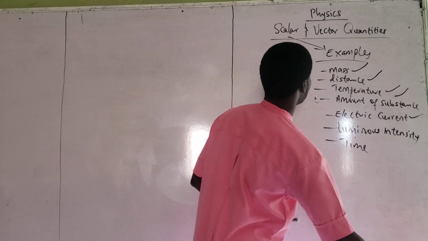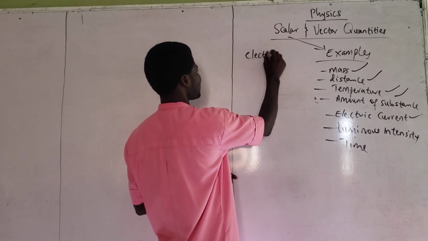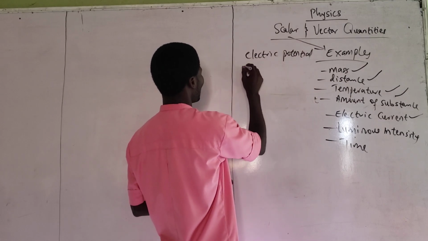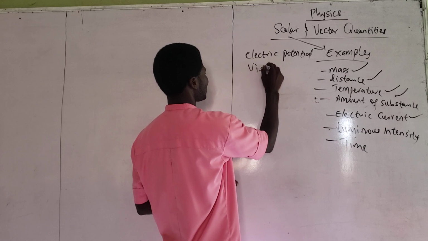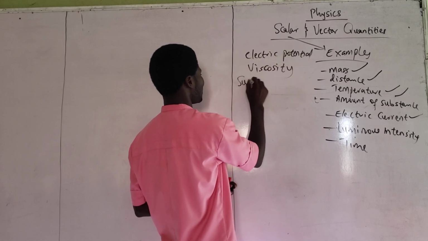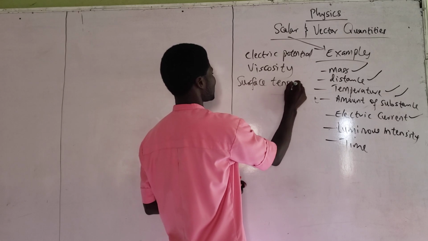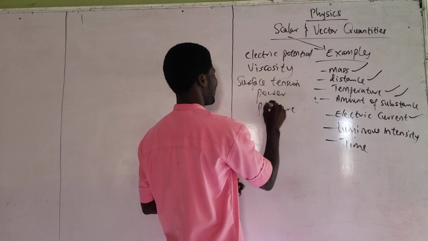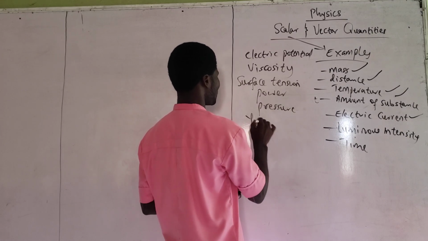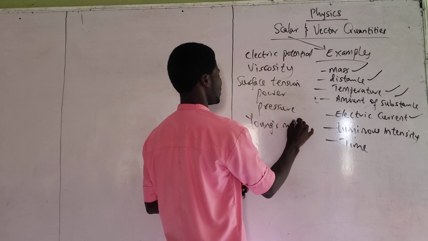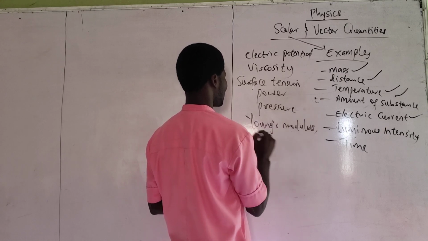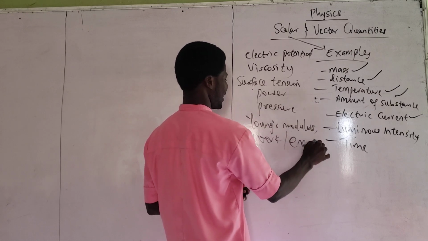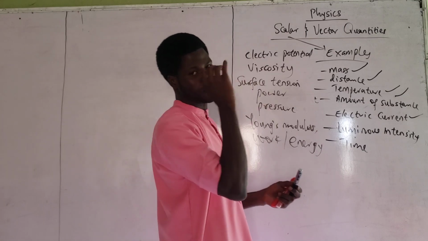Other examples include electric potential. Electric potential is also a scalar quantity. Viscosity is a scalar quantity. Surface tension is a scalar quantity. Power is a scalar quantity. Pressure is a scalar quantity. Even Young's modulus is also a scalar quantity. Work or energy, they are all scalar quantities. There are so many.